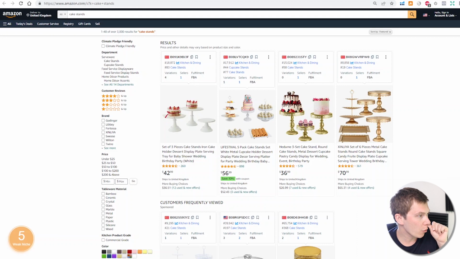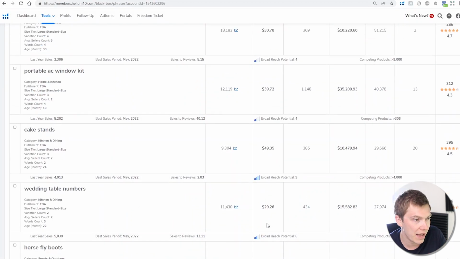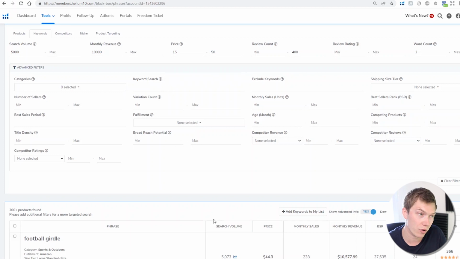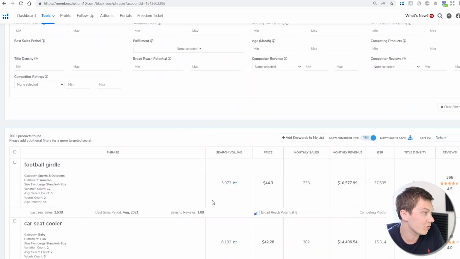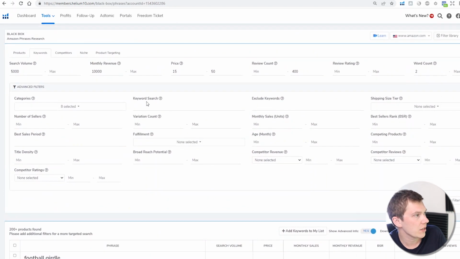So what we've seen is that Cake Stands has 9,000 searches per month, and it's got that amount of sales demand. It's got a decent amount of sales demand across more than 5 sellers. So it's looking really attractive, actually. So what I would want to do now is come into keyword search and type in cake stands. And what this is going to do is only show me the keywords that customers are using that contain cake stands.